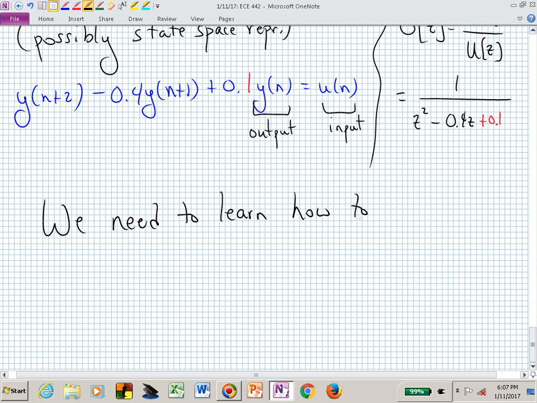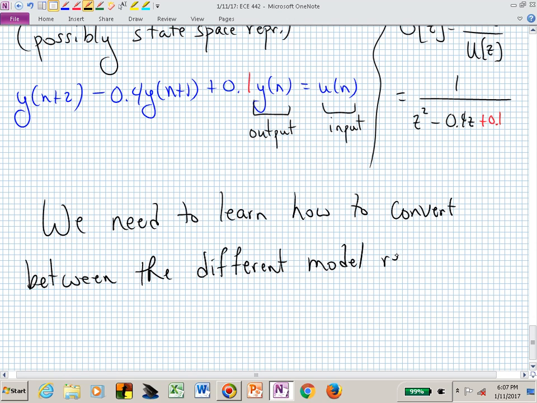Or we need to learn how to convert between the different model representations.